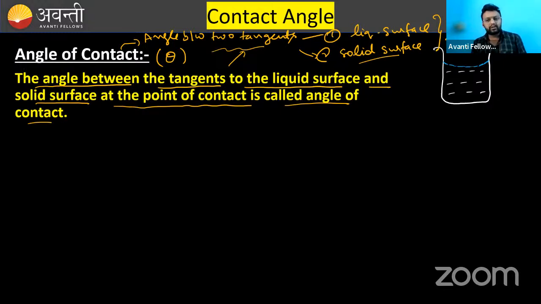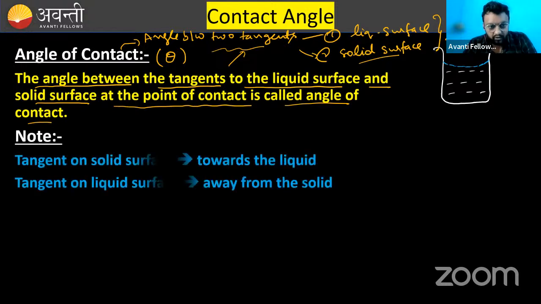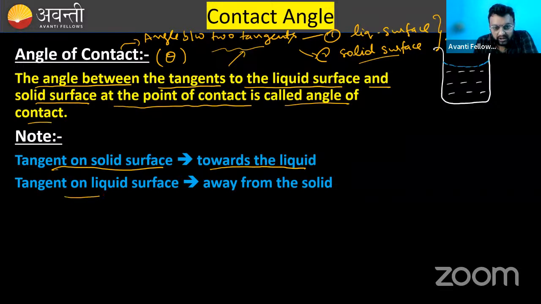Now, one more thing. Whenever you are talking about the angle between two tangents, you have to decide the direction of the tangents as well. The direction of the tangents is decided by the rule that's written here. I will describe it in more detail. The tangent on the solid surface should be towards the liquid. Clear?